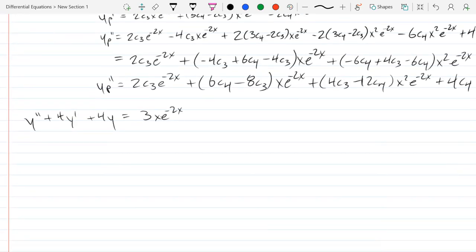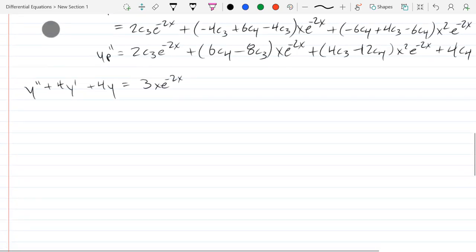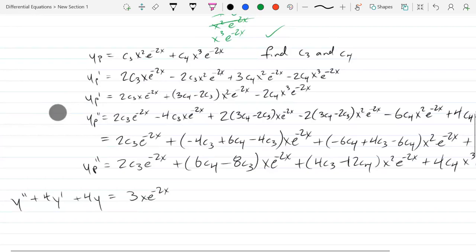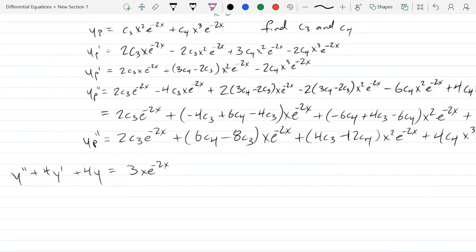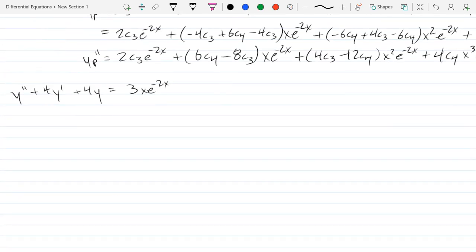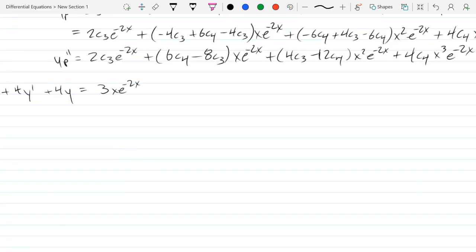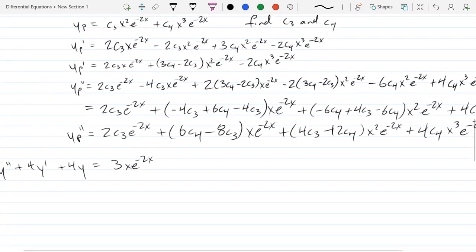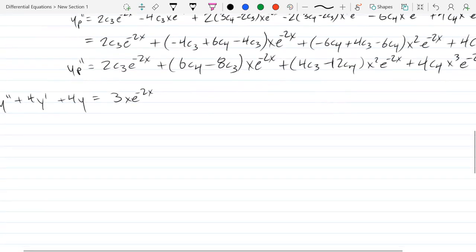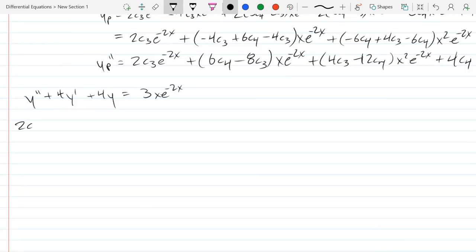It looks so innocent, the original, compared to what we're about to plug in. I don't think I can do that on this screen in one line. Bell will ring and we won't have to finish this. I heard it too. So we can factor an e to the negative 2x out of every single thing. Every term has an e to the negative 2x in it, so let's not bother writing any of that.